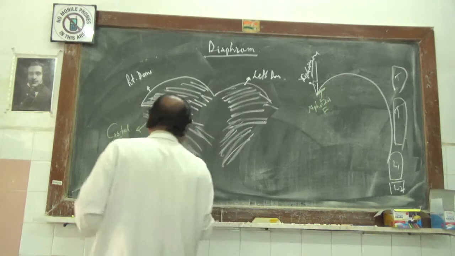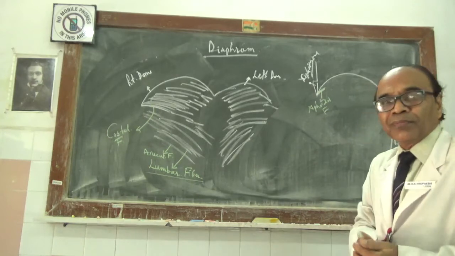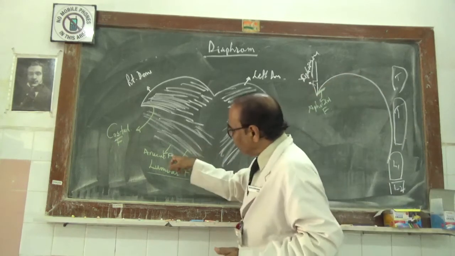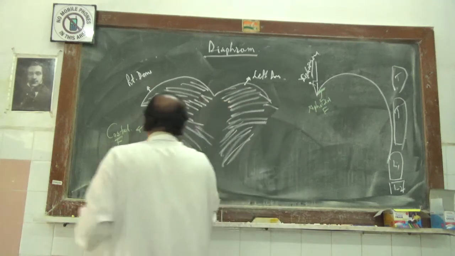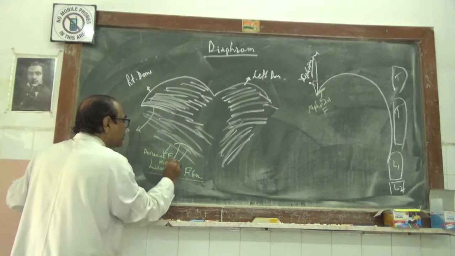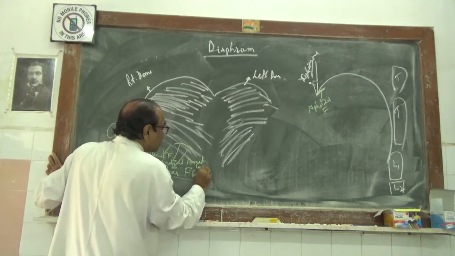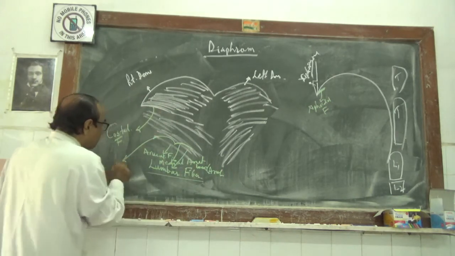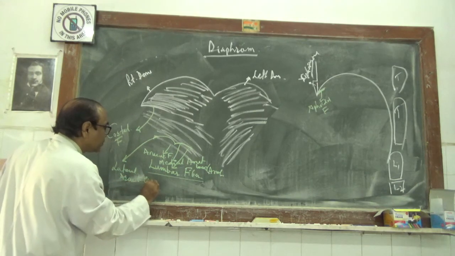Now we will go to the lumbar fibers. The lumbar fibers take origin from the sides of the lumbar vertebrae, as well as the two arcuate lines. One is the medial arcuate line, or arch. One more will be there, that is the lateral arcuate line, or arch.